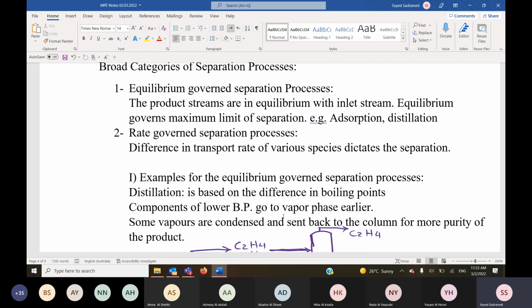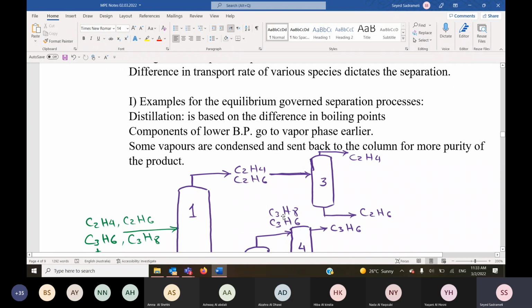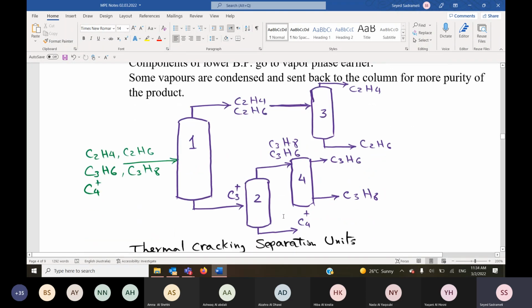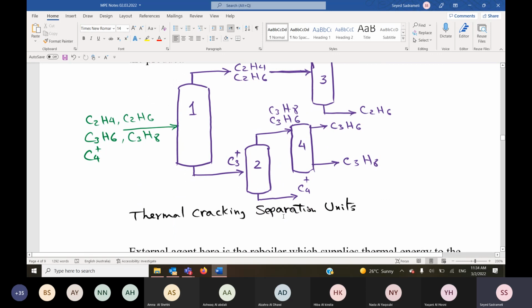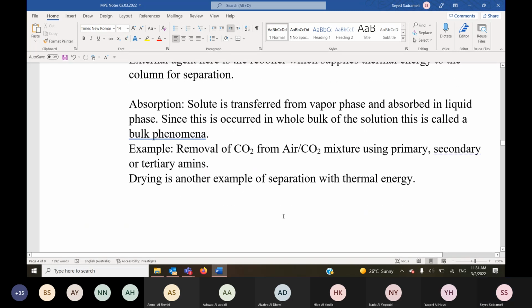So we have examples of equilibrium-governed separation like distillation, which works on the different boiling points in each distillation column. You can separate them, and you have examples of thermal cracking separation units. The external agent here is the reboiler, which supplies thermal energy to the column for separation. Adsorption and absorption are another example. Solute is transferred from the vapor phase and absorbed in the liquid phase.